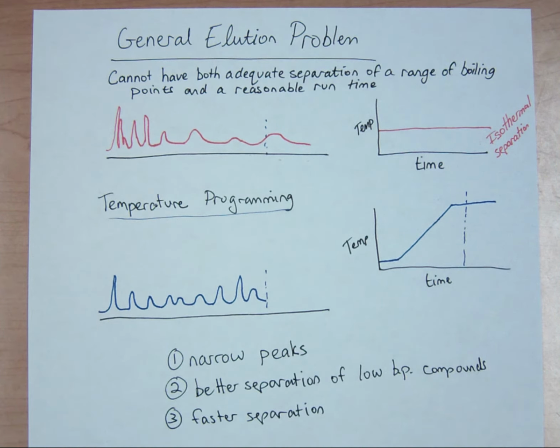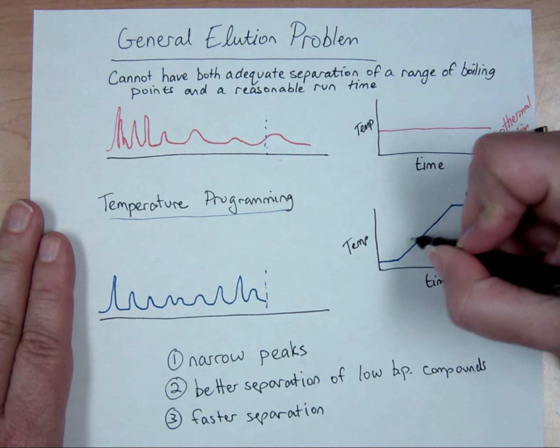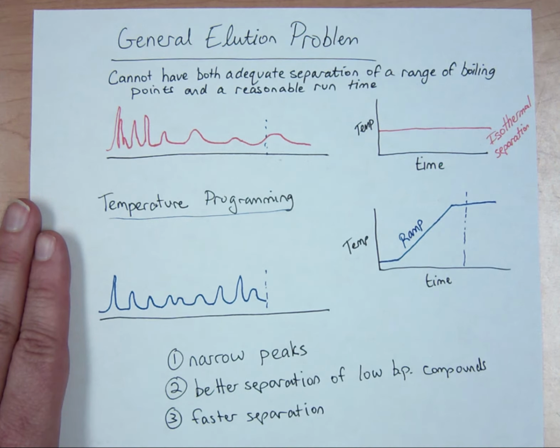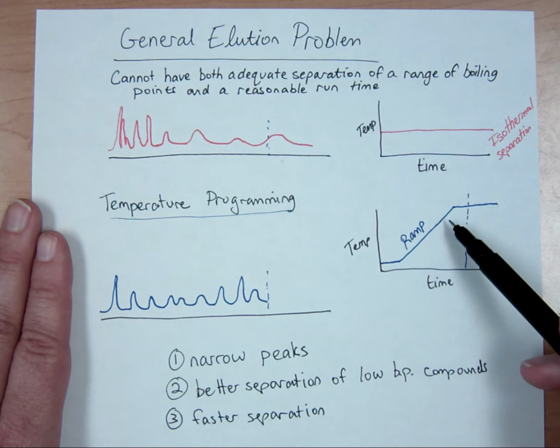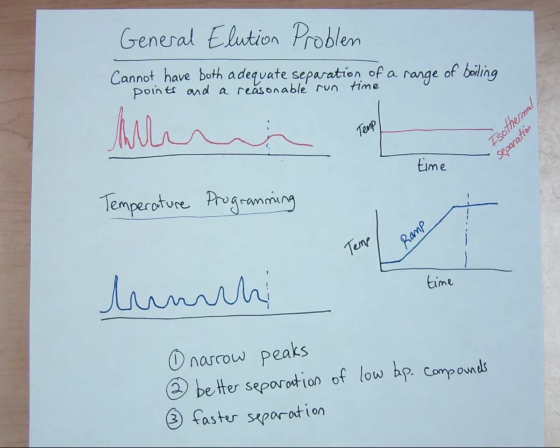Now, as I've shown this here, we have a single step, and we would call this the ramp. And this would have a specific rate of a number of degrees over time. The exact ramp amount, how many degrees over what given time, can vary from separation to separation. And you can control that by controlling the oven temperature.